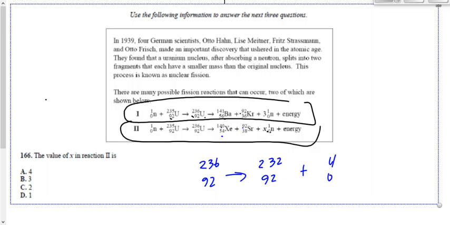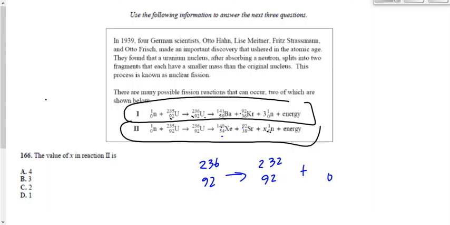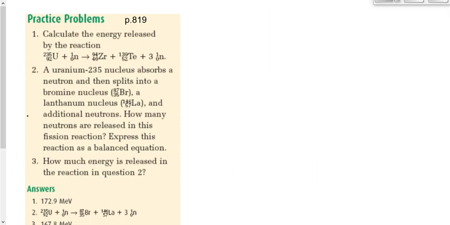Well, we can't have 4, 0, right? So what do we end up having? 4 times 1, 0. 4 neutrons. So what's the answer to this question? A. The value of X is 4. Does that make sense? That's a balancing thing, and that's one of the things that you're going to have to do, or it's the thing you're going to have to do in question number 2 in your homework.